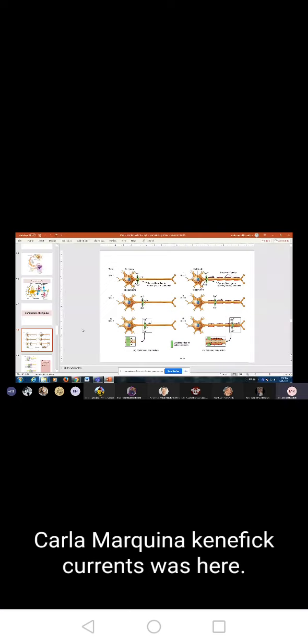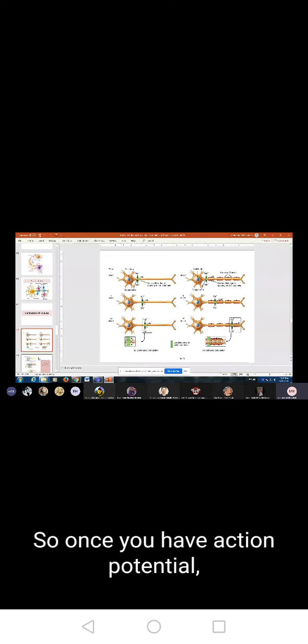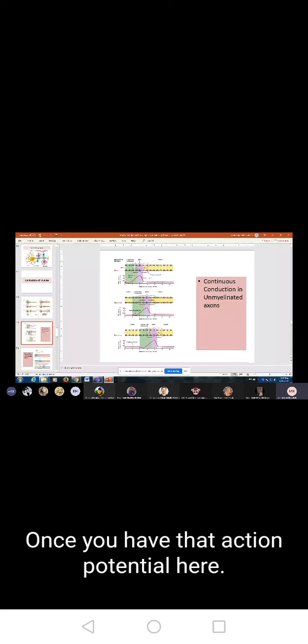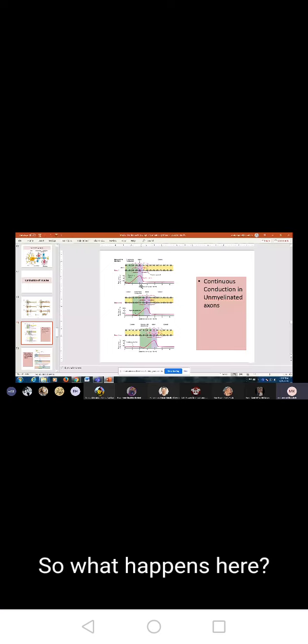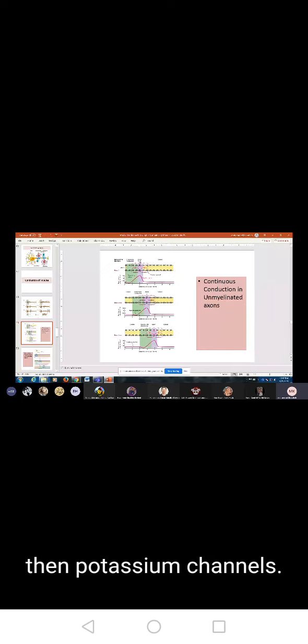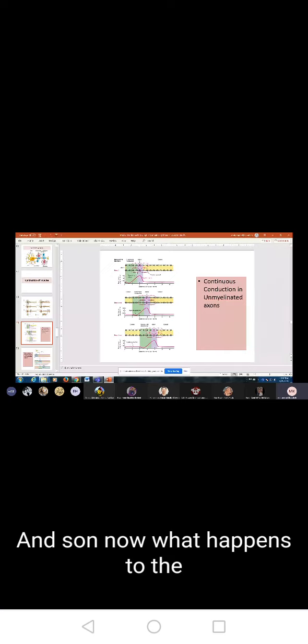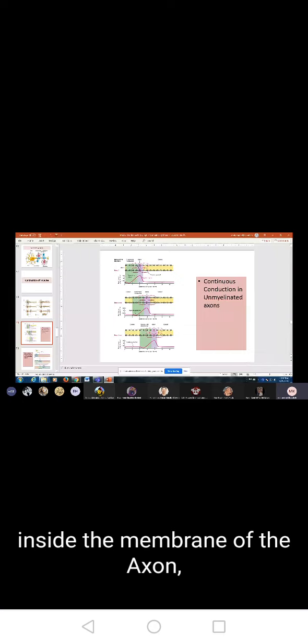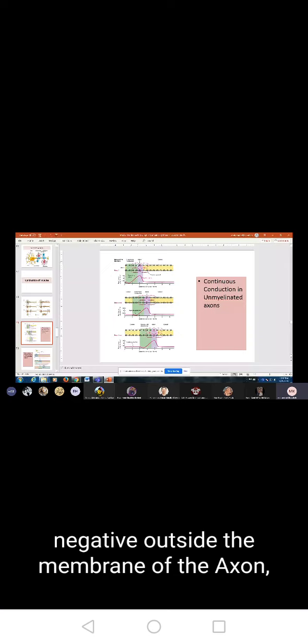If you remember when we talked about currents. Once you have an action potential, for example, at the axon hillock at the beginning, what happens here? You have the channels open, sodium channels, then potassium channels, and so on. Now, what happens to the activity of the membrane here? It becomes positive inside the membrane of the axon and negative outside the membrane of the axon.